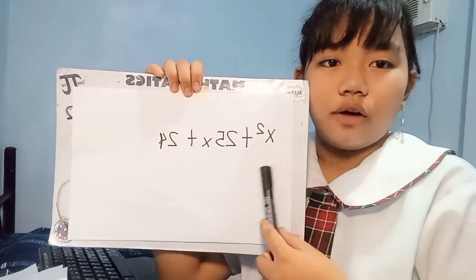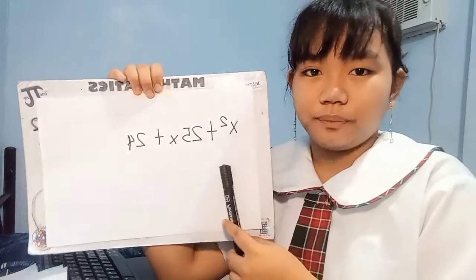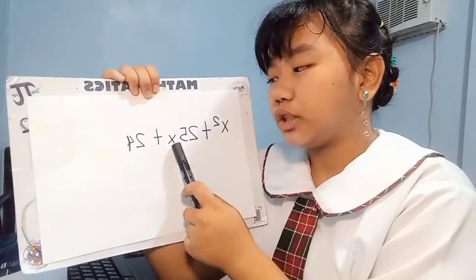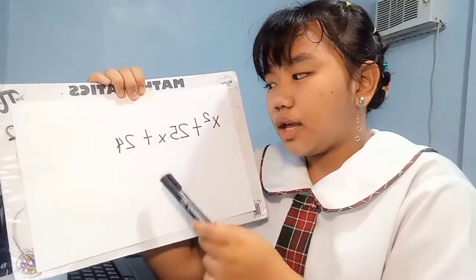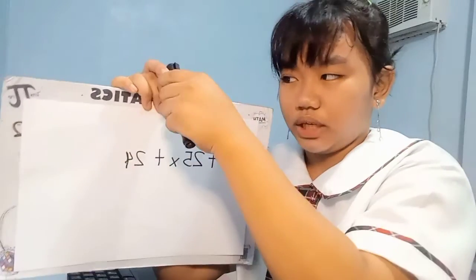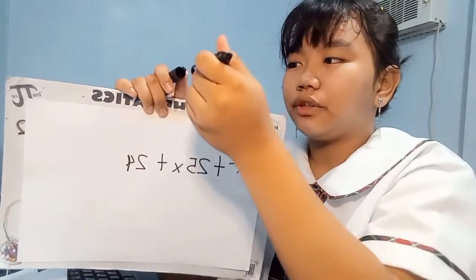Nag-level up yung marker natin. So how to find the factor of this polynomial? This is three terms, one, two, three. First term, middle term, and the last term. That's what we call trinomials, from the word tri, which means three. And now we're going to factor it.